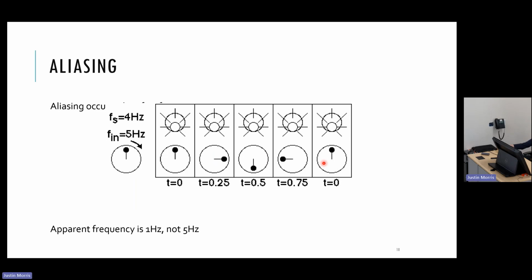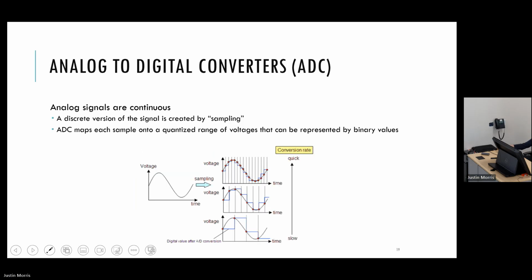So if we wanted to make sure that we could capture this frequency correctly, what does our sampling rate need to be? Yeah, 10 hertz. At least 10 hertz. Okay. All right.